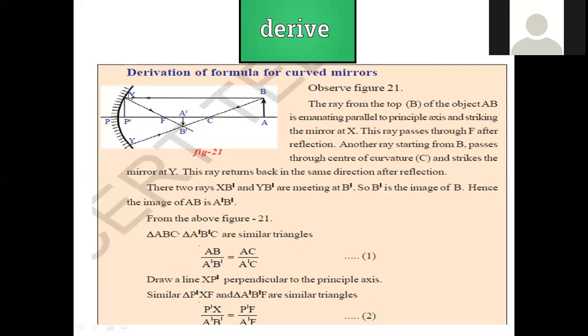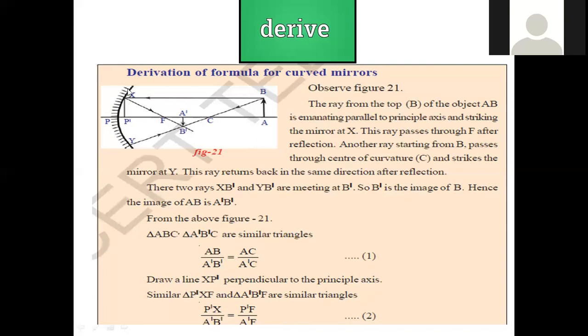Delta P prime X F is one kind of triangle that is exactly equal to A prime B prime F. These two triangles are equivalent in nature, right? So based on the same assumption as mentioned in equation number 1, we are going to draw equation number 2 also. How can we draw?